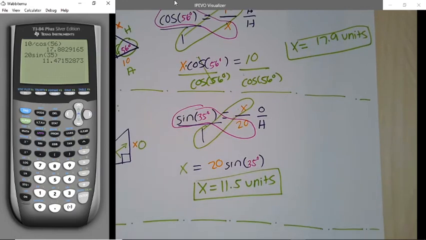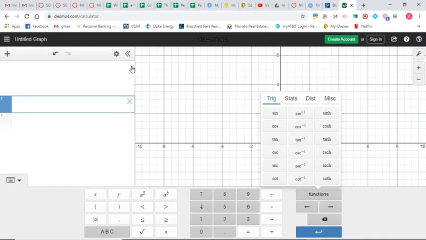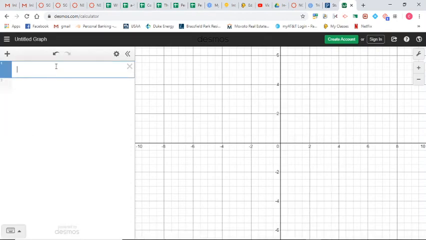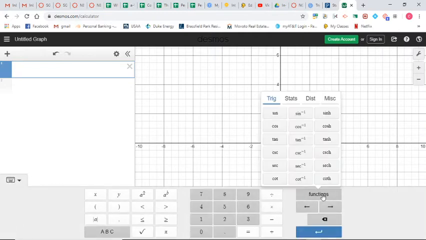And again, if you prefer to use Desmos.com, probably by now you've kind of figured out which you prefer to use. Again, the easiest way for me is just to type it in, but don't forget, you can always get to your trig functions by hitting the keyboard, hitting functions, and in this case, we'll need a sine. So if you need to click sine, you can also get there. But I just prefer to type it in, because to me, it's much easier to type something in than trying to hunt something down. So 20 sine of 35 degrees. And look at that, we get 11.5.